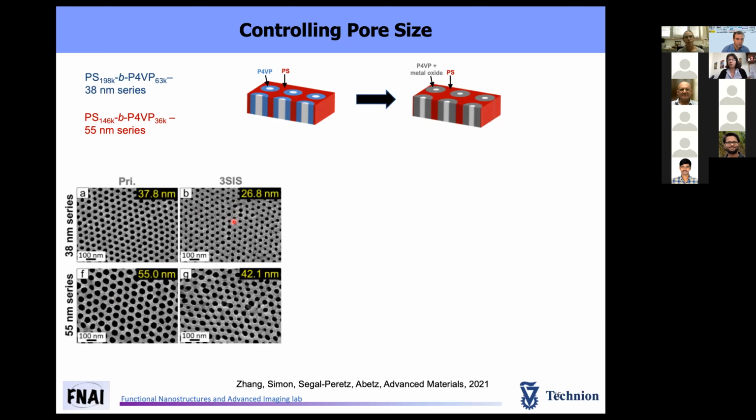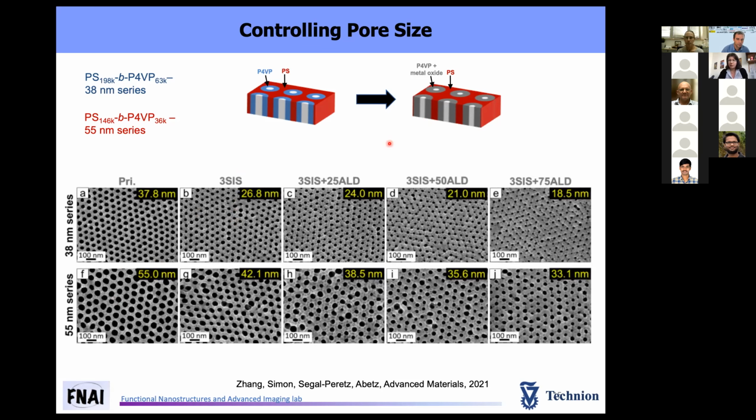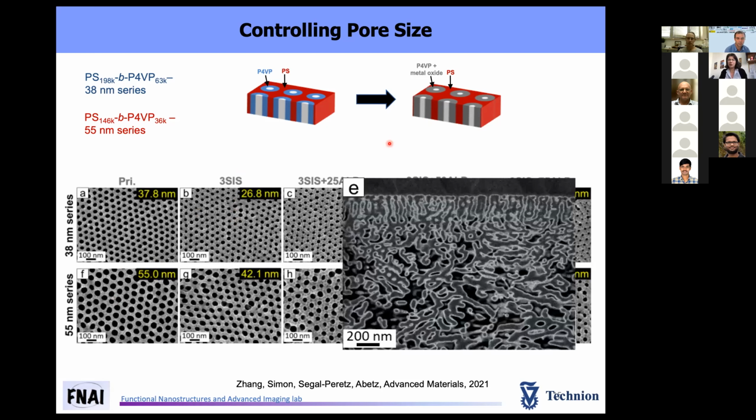Then if we want to further reduce the pore size, we do that with additional ALD cycles. And eventually we can start with an easy membrane fabricated from large block copolymer molecules and drive it down to small pore size. And as I showed you earlier, SIS and ALD are very conformal processes. So the first few microns of the membrane are functionalized by the ALD and SIS process.